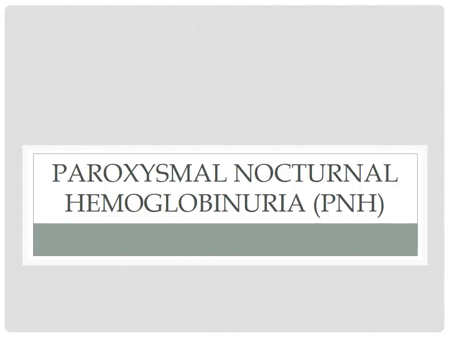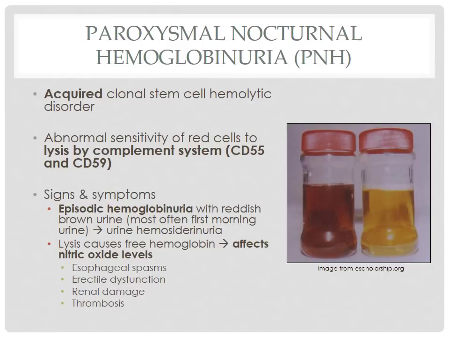Paroxysmal nocturnal hemoglobinuria, or PNH. PNH is a special situation because this is the only acquired intrinsic hemolytic anemia. All the rest are hereditary. This involves the red blood cells being lysed by the complement system. So these are specifically CD55 and CD59. Not only do these attack the red blood cells, but they also attack white blood cells and platelets in some cases, and then could eventually lead to what is called aplastic anemia.